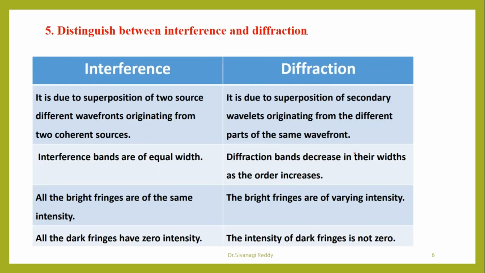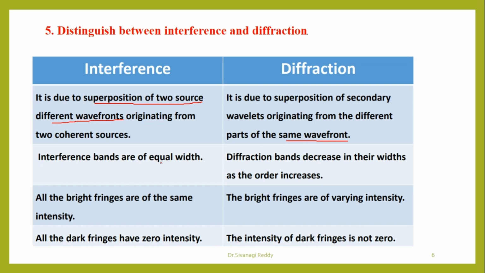Then next one is the difference between interference and diffraction. Interference is the superposition of two different wavefronts originating from two coherent sources, and diffraction is due to the superposition of secondary wavelets originating from different parts of the same wavefront. So here it is the same wavefront, here it is different wavefronts.